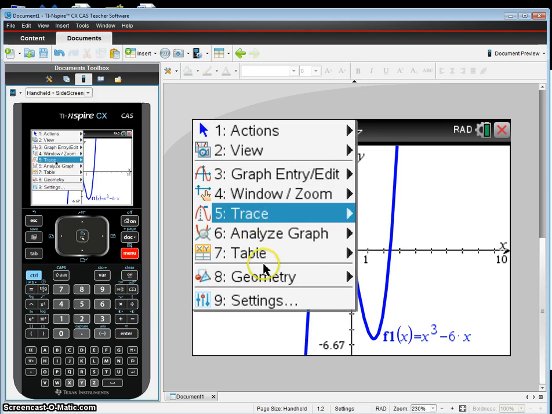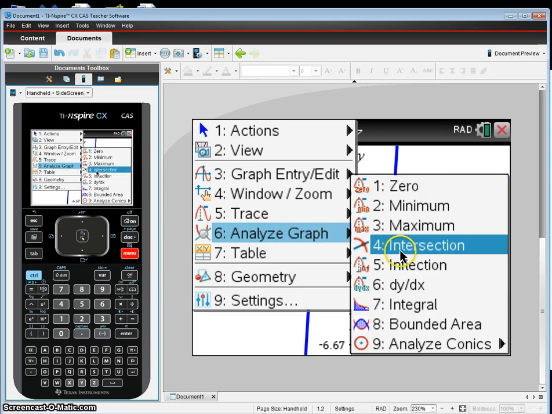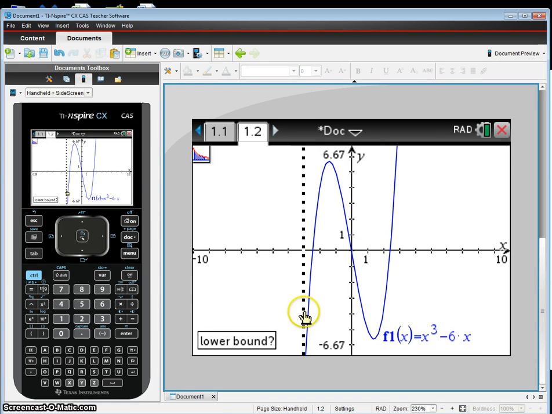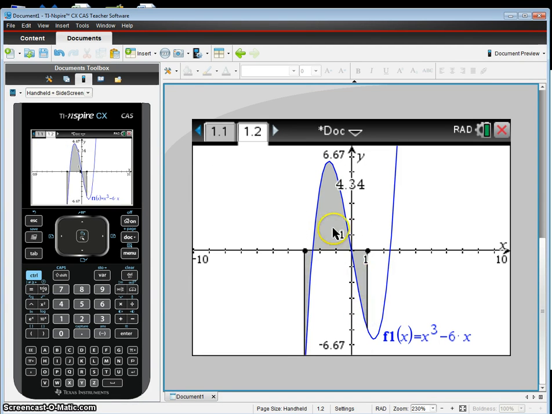If I did this on the calculator, I could analyze the graph and find the integral. If I find the integral from negative 3 to positive 1, you notice that it pops up. See how it's shading the area there? That's what the definite integral stands for. It's the signed shaded area, and there's my value right there, 4.34, from negative 3 to positive 1.